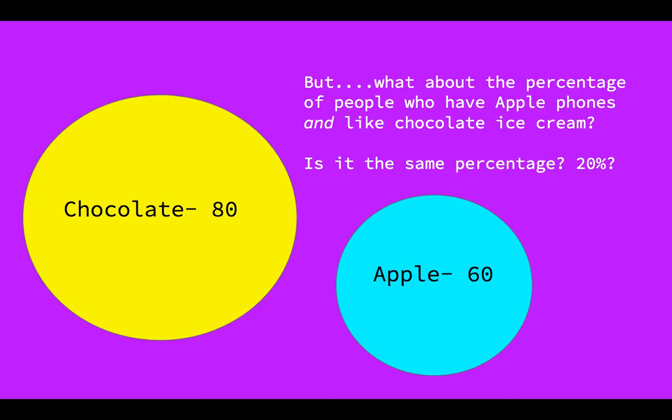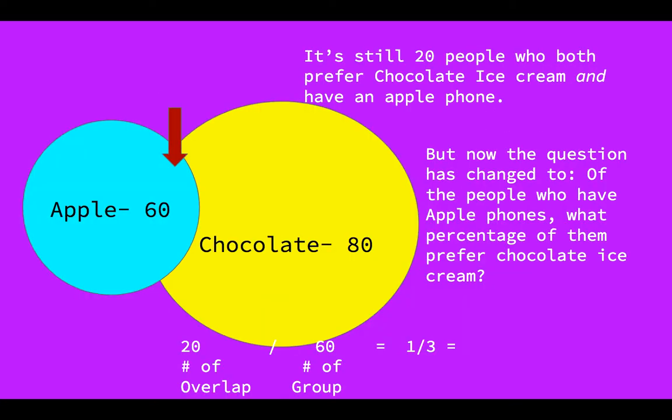But what about the percentage of people who have iPhones and like chocolate ice cream? Is it going to be the same percentage? That should say 25, not 20. Is it going to be the same percentage? It's still 20 people who both prefer chocolate ice cream and have an Apple iPhone. 20 out of those 100 overlap.